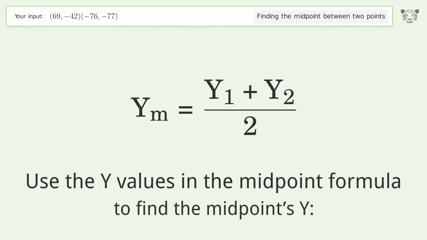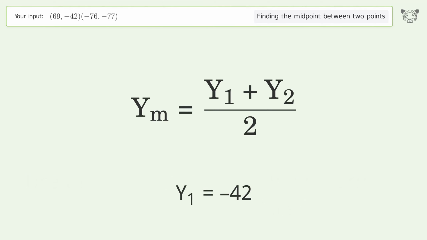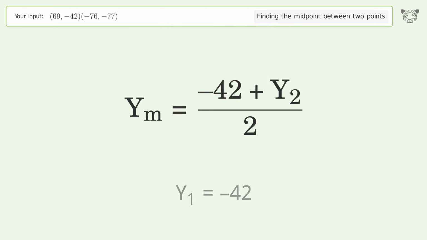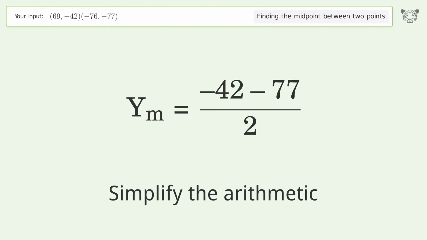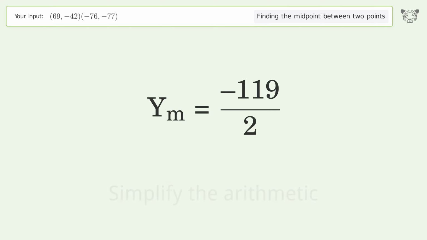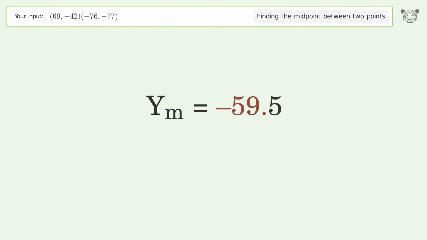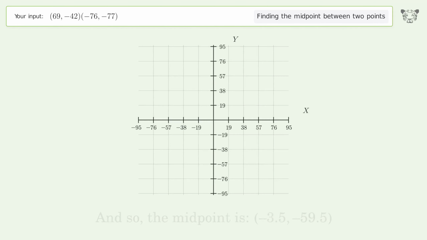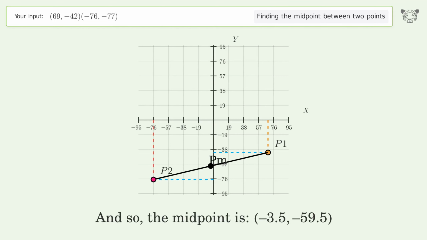Use the y values in the midpoint formula to find the midpoint's y. y1 equals -42. y2 equals -77. Simplify the arithmetic. And so, the midpoint is -3.5, -59.5.